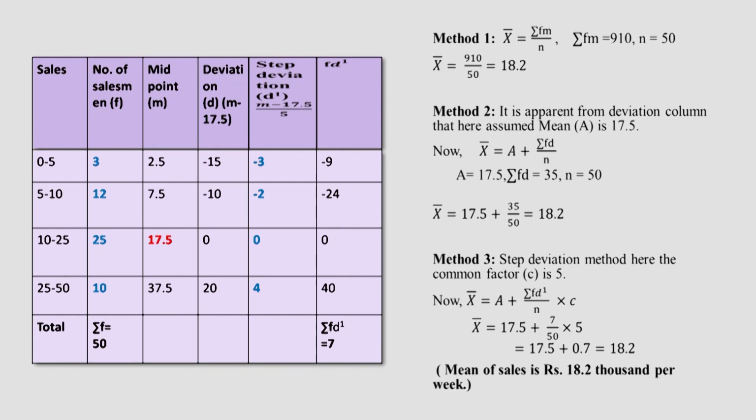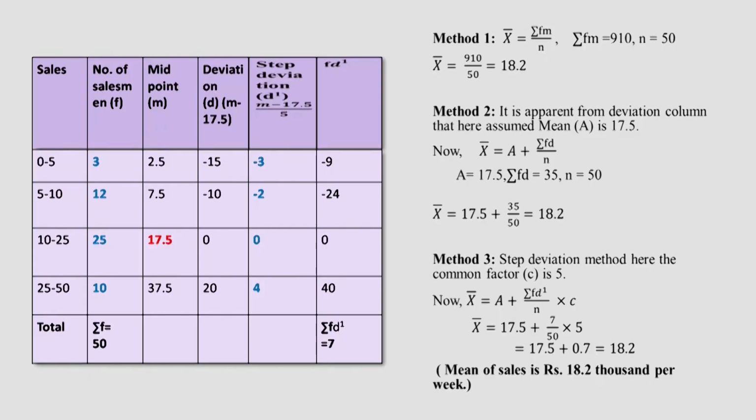So, we have taken 5, alright. So, let us calculate d dash. As I have said, you have to take a common factor which can divide all the values of m, which are minus 15, minus 10, 0 and 20. So, in this case what would you do? You try to take a common factor which can divide all these values. So, we have taken a common factor as 5. So, minus 15 divided by 5 is minus 3, minus 10 divided by 5 is minus 2, 0 divided by 5 is 0 and 20 divided by 5 is 4, alright. So, you get the values of d dash as minus 3, minus 2, 0 and 4.